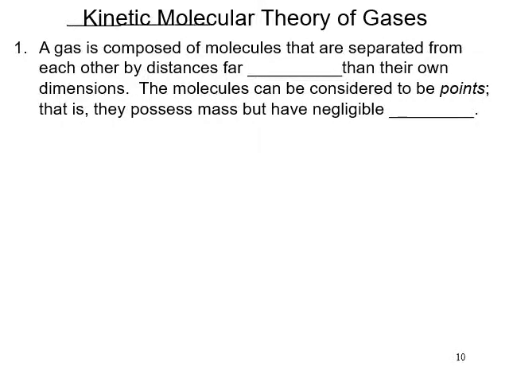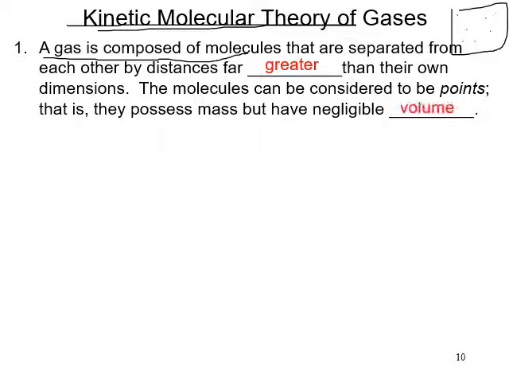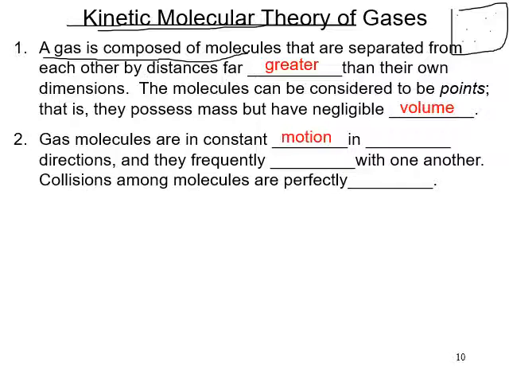So let's talk about the kinetic molecular theory of gases. Kinetic molecular theory is the theory that gases move, that the molecules move. This is the theory, that gases are composed of molecules that are separated from each other by distances far greater than their own dimensions. So when I draw a box of a gas, they're separated. The molecules can be considered to be points. That is, they possess mass but have negligible volume. This is for an ideal gas. Number two, gas molecules are in constant motion in random directions, and they frequently collide with one another. Collisions among molecules are perfectly elastic, meaning they don't lose any energy.